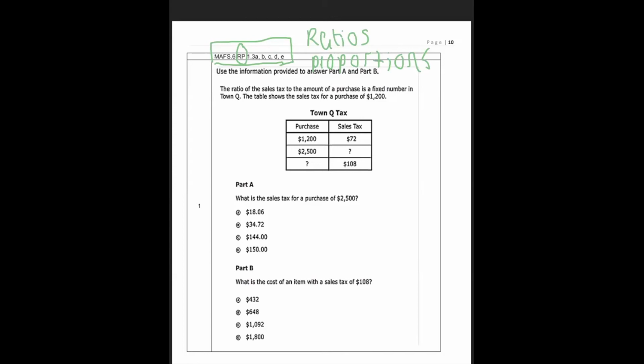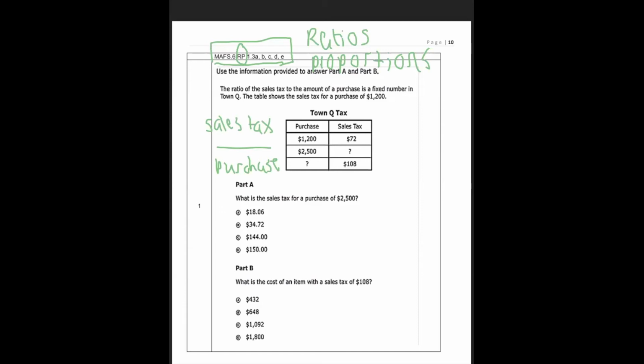So let's see. It says the ratio of the sales tax to the amount of a purchase is a fixed number in town Q. And you guys know that a ratio can also be represented as a fraction. So it says the sales tax to the amount of a purchase is a fixed number. That means that the ratio is staying the same. The proportion is staying the same for anything. So what that gives you the right to do is to set up a proportion. And I'll ask you guys if you've seen that before.